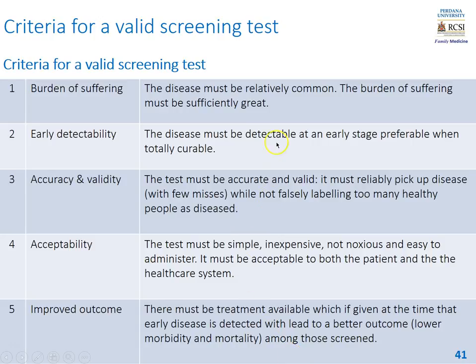First of all, these are the criteria for a valid screening test. The disease should be relatively common, therefore the burden of suffering should be relatively great. It should be early detectable and should ideally then be totally curable as a result. The test itself should be accurate and valid. It must have few false positives and few false negatives. The test must be acceptable also to the population. So, for example, a blood test or a breath test is quite acceptable, but something more profound like a lung biopsy or renal biopsy would not be applicable as a screening test. And there must be demonstrable evidence that outcome is improved by screening early.